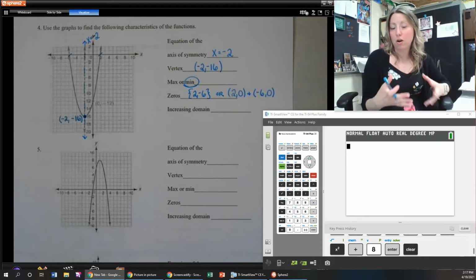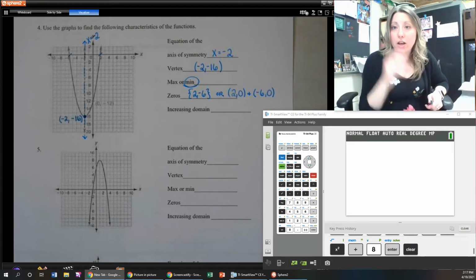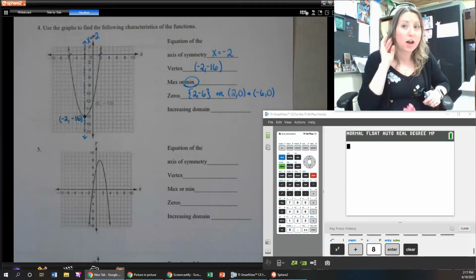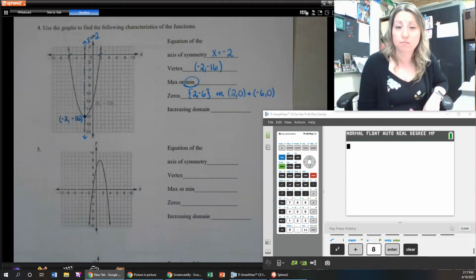And those are also what I call the roots. So this is what we solve for when we solve any of our quadratic equations for x. We are finding what the roots are, where that parabola touches or crosses the x-axis.